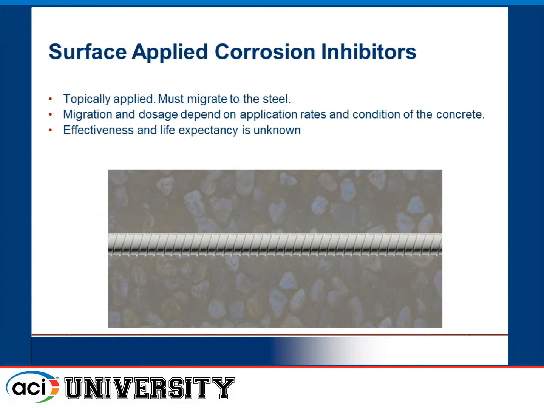Surface applied corrosion inhibitors are treated in this section because they're topically applied. They could be considered a topical treatment or a surface applied protection system. They need to migrate into the steel, and they're theoretically placed on the surface to a certain amount, and they migrate through the concrete until they reach the level of the rebar. A chemical reaction takes place, and it inhibits corrosion.